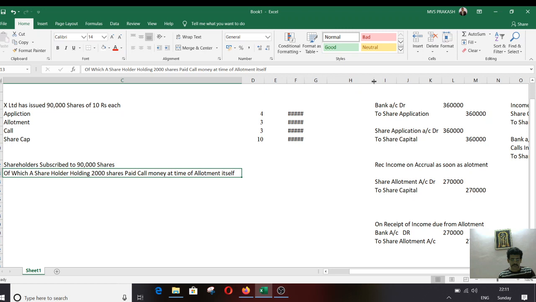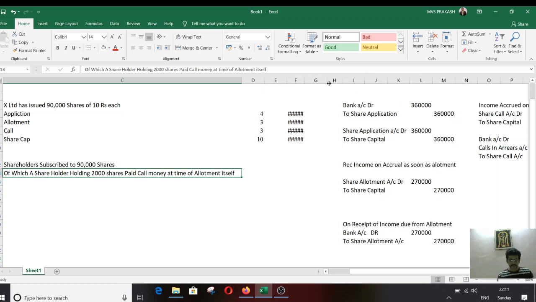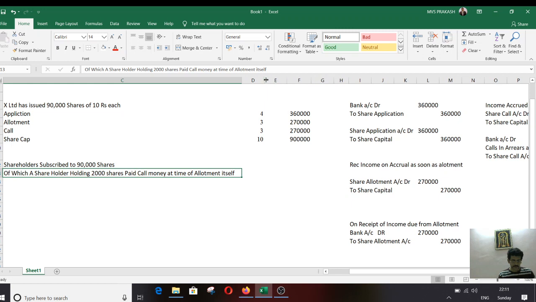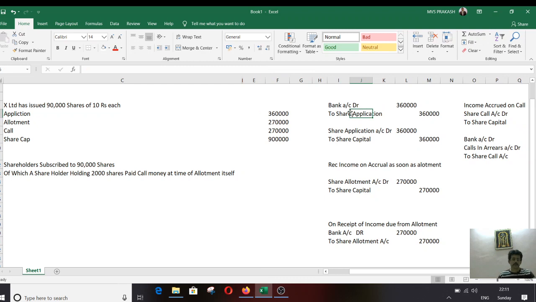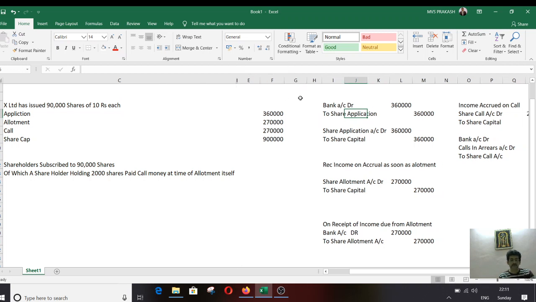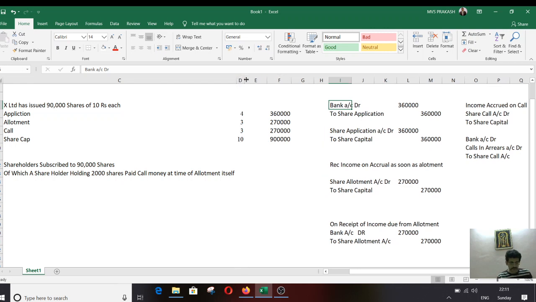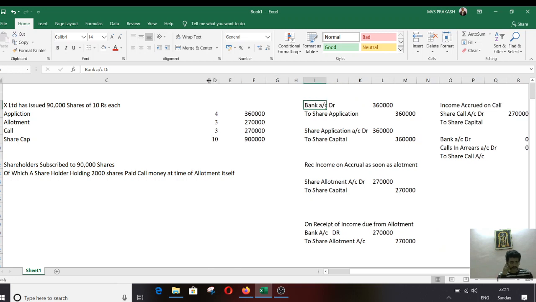Now let us see what accounting impact we need to create. Right, so the first entry will not change: bank account will be debited, share application account will be credited. Ultimately 90,000 shares were issued, and at 4 rupees per share you are receiving the share application money. There is no change in your first entry. Whatever money you receive as application is transferred to share capital. So that part is done.